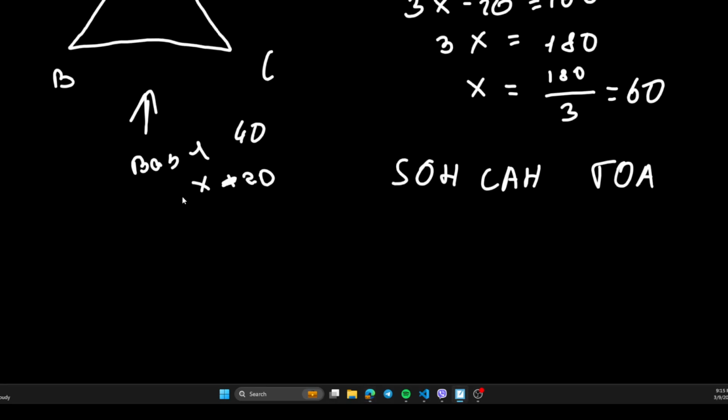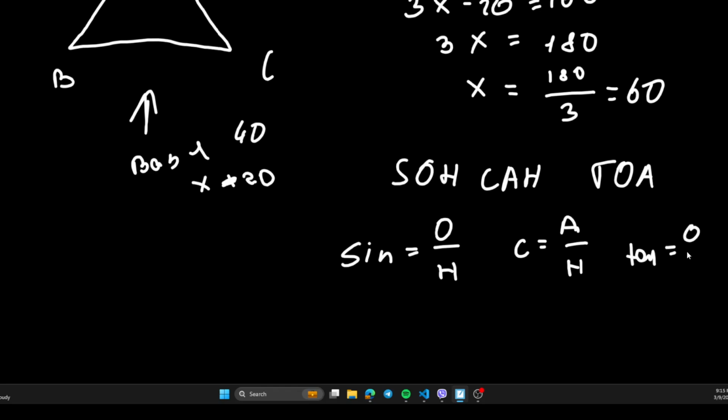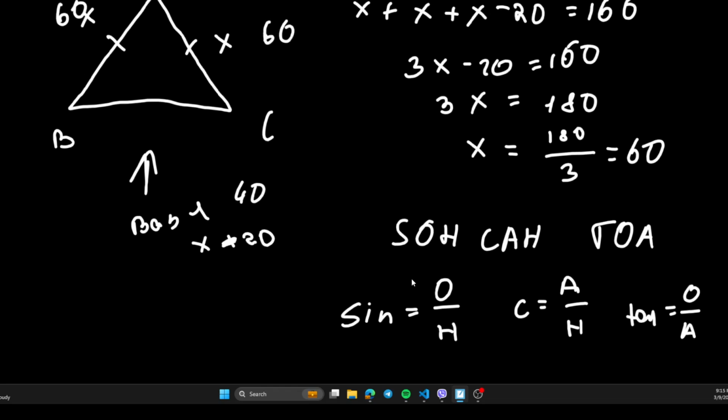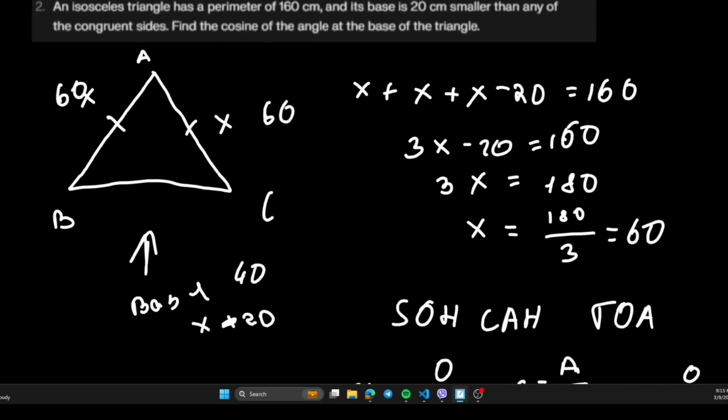Now, what this is telling you is that sine equals opposite over hypotenuse. Cosine is equal to adjacent over hypotenuse, and tangent is opposite over adjacent. Now, in your case, cosine is going to be adjacent over hypotenuse, and you don't have any adjacent.